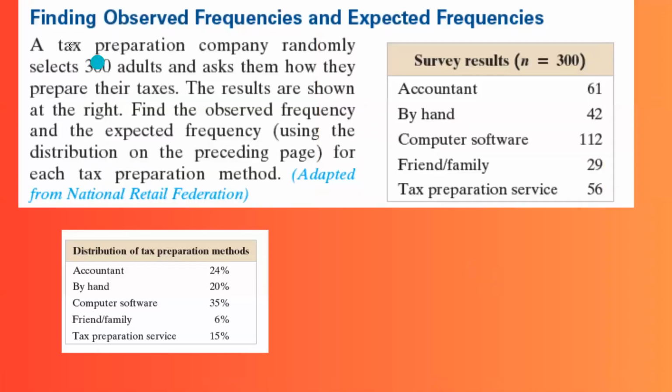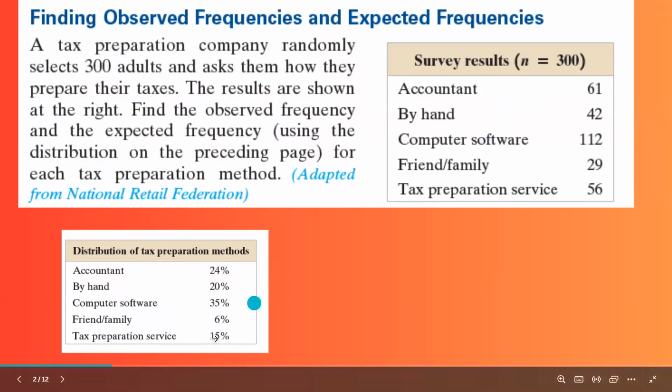For example, a tax preparation company randomly selects 300 adults and asks them how they prepared their taxes. The results are shown on the right-hand side. The question says, find the observed frequency and the expected frequency, using the distribution on the preceding page, which I just pasted here for you.